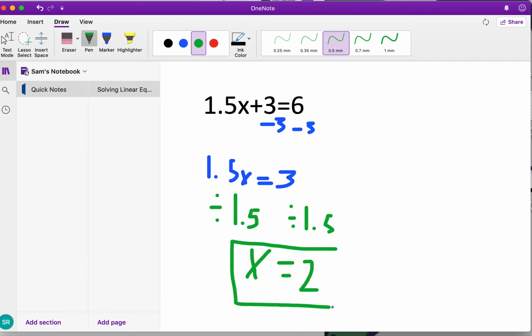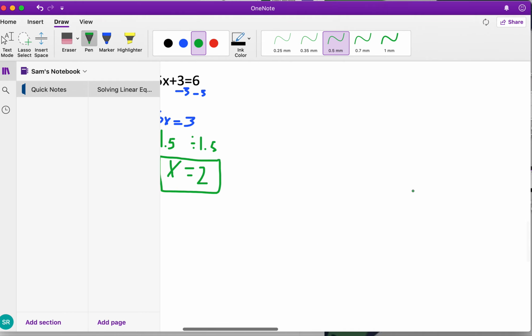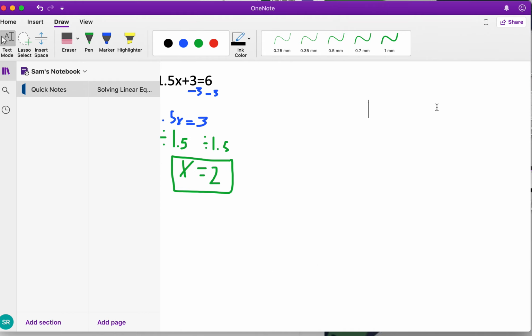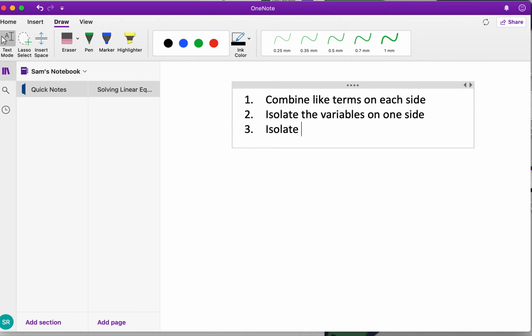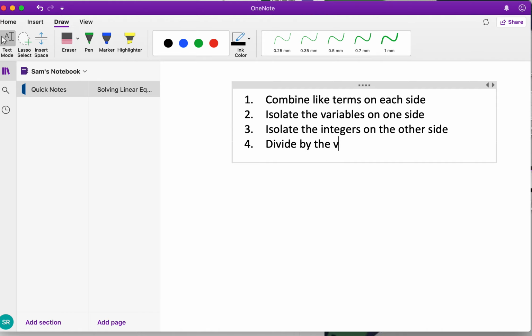So really, it's the same process as decimals. Remember, you always want to combine like terms on each side first. Okay, I'm going to actually write this down real quick for you guys. So step 1, combine like terms on each side. Step 2, you're going to isolate the variables on one side. Step 3, isolate the integers on the other side, and then divide by the variable coefficient. Then you got your answer.